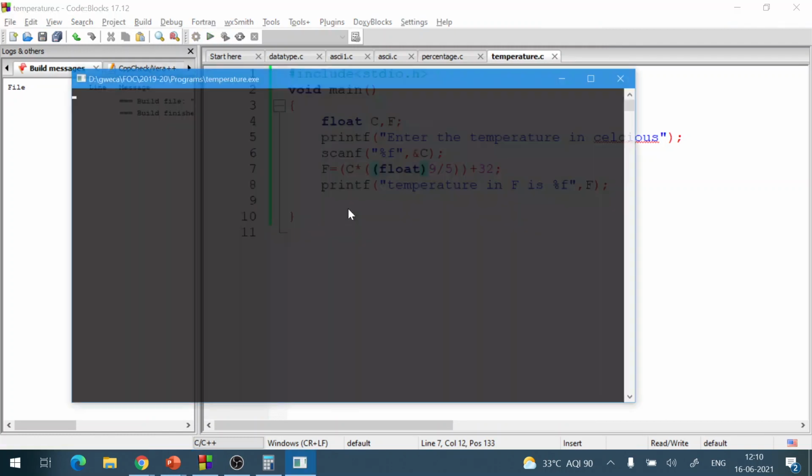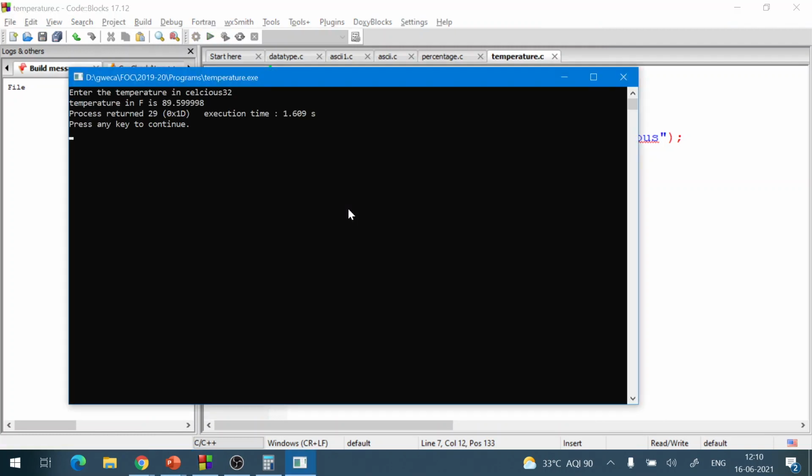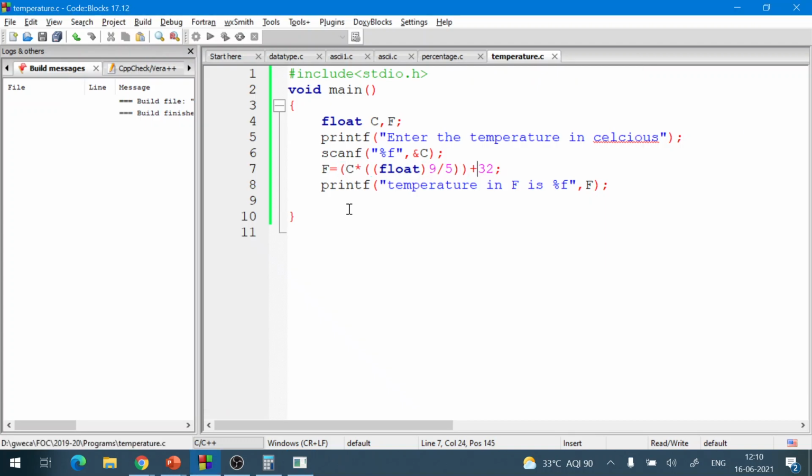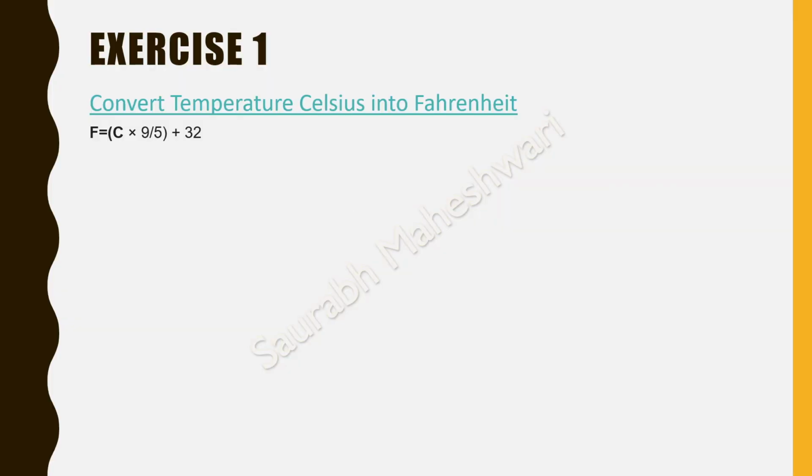For 32 degrees, 9.59888. Okay, so this is the right expression. And this is also right if you want to write like this. Yeah, so this is also a right expression. Fine. Okay, so this brings the temperature conversion to Celsius.